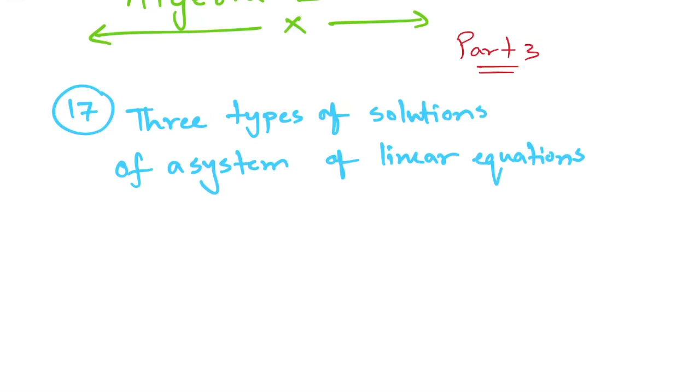Question number 17: three types of solutions of a system of linear equations. When we solve a system of linear equations, we generally find three types of solutions. Do you remember the name of those three types? I will give you 10 seconds to think about it. You can also pause the video if you need more time.